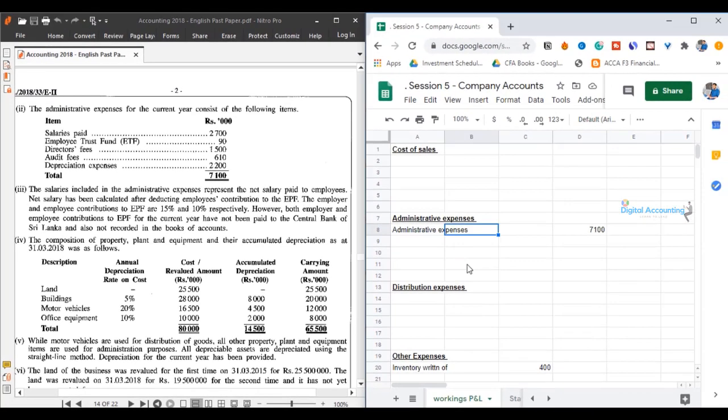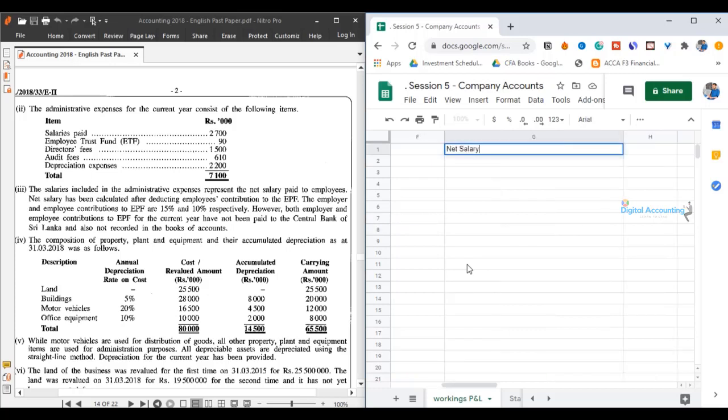In the additional information 2, salaries paid, it's a net pay of 2,700. But we need to record the gross salary as an expense in the administrative expenses. So we need to find the gross salary and add that amount to make a gross salary. Net salary means from the gross salary we need to deduct the EPF employee contributions. So we can generate a formula here. Net salary is equal to gross salary take away employee EPF contribution.